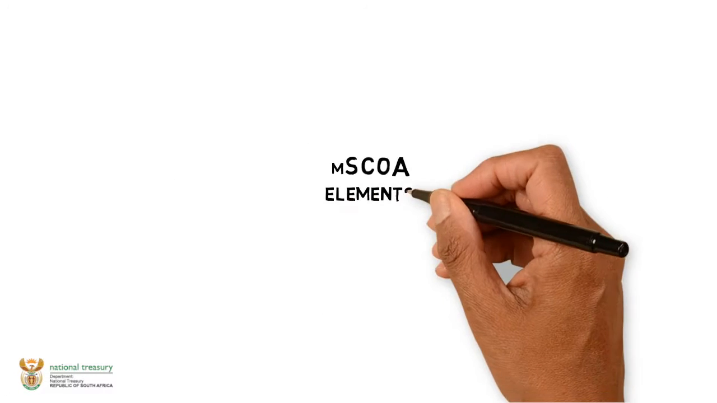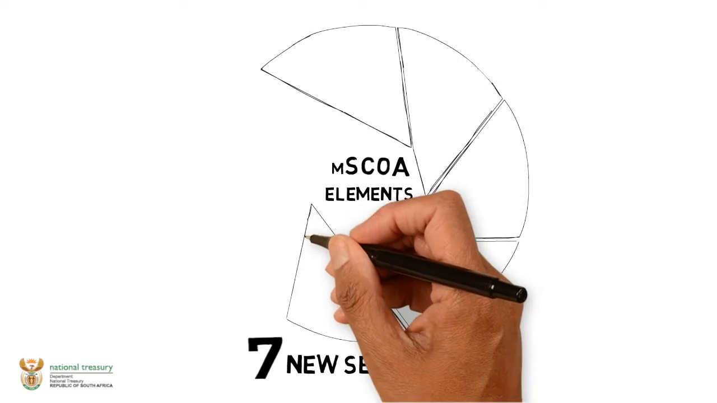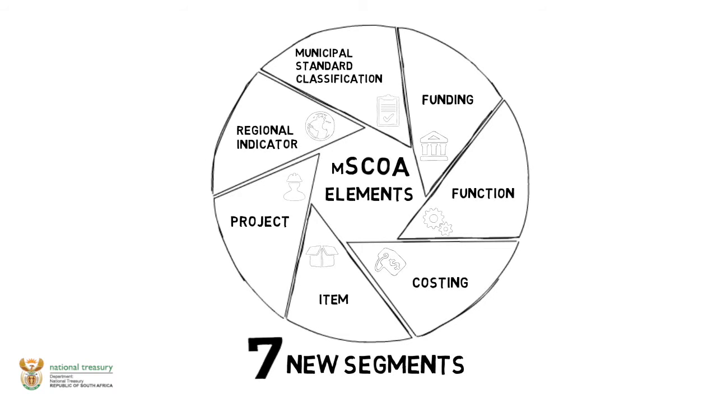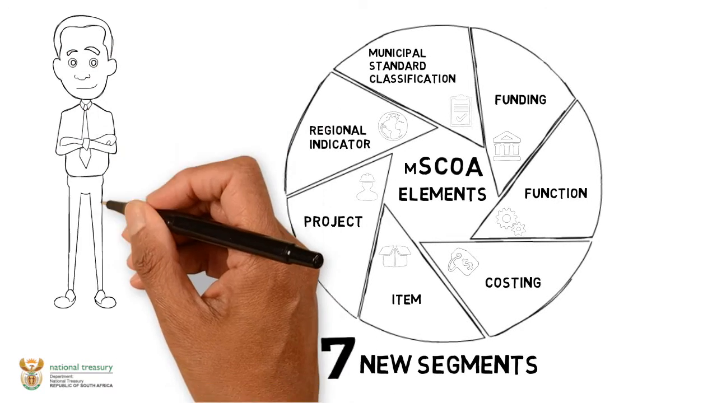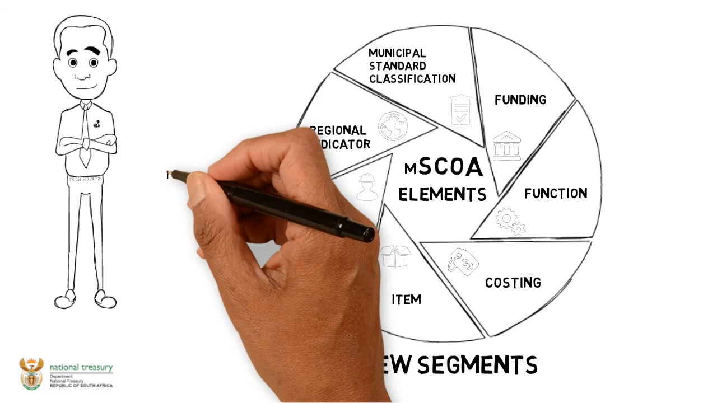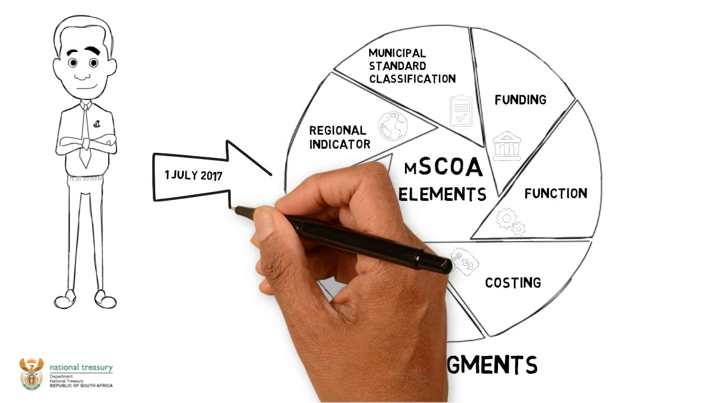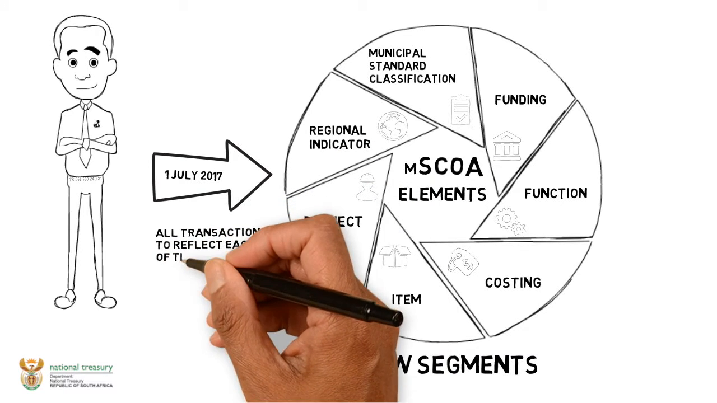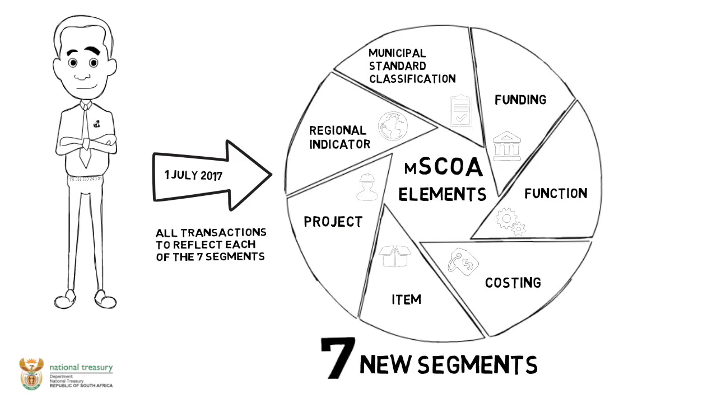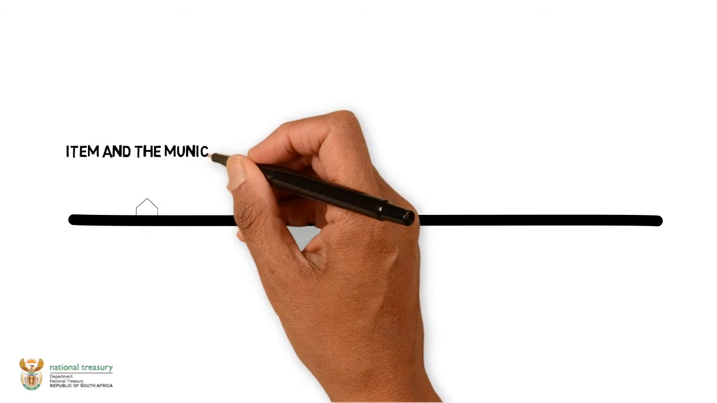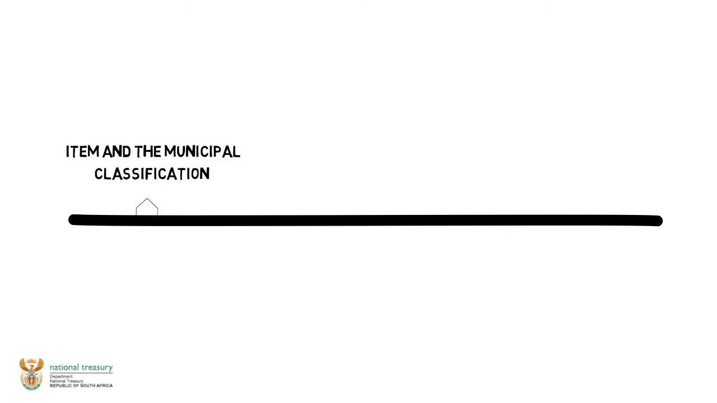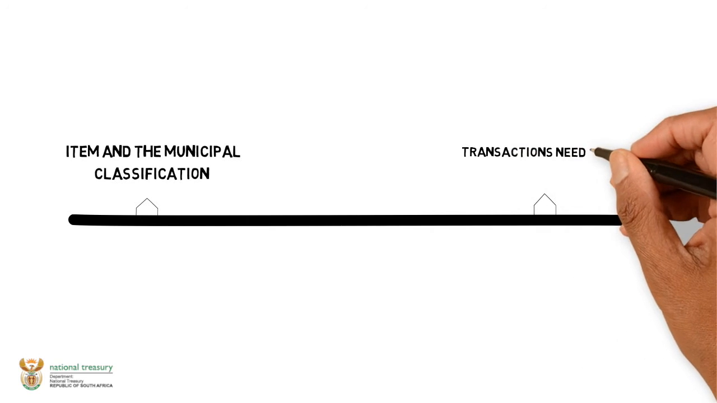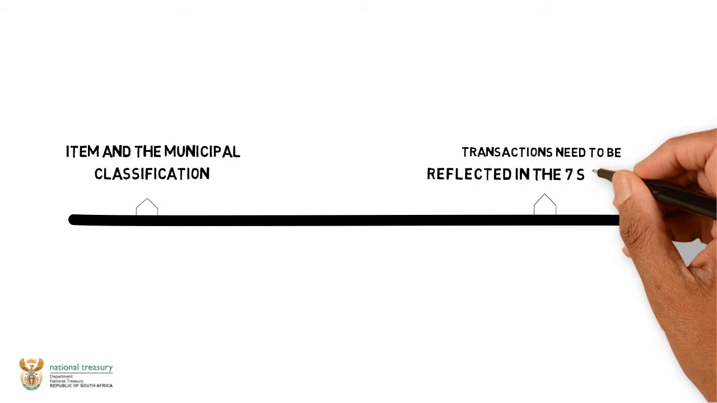The regulation provides for 7 regulated segments, of which 6 are prescriptive segments. Accounting officers at local governments must make sure that by 1 July 2017, all budget and transactional elements in the municipal environment reflect each of these 7 segments. Typically, municipalities currently only carry in their chart of accounts the item and the municipal classification. In the future, budget and transactional elements will also need to be reflected in 7 segments.